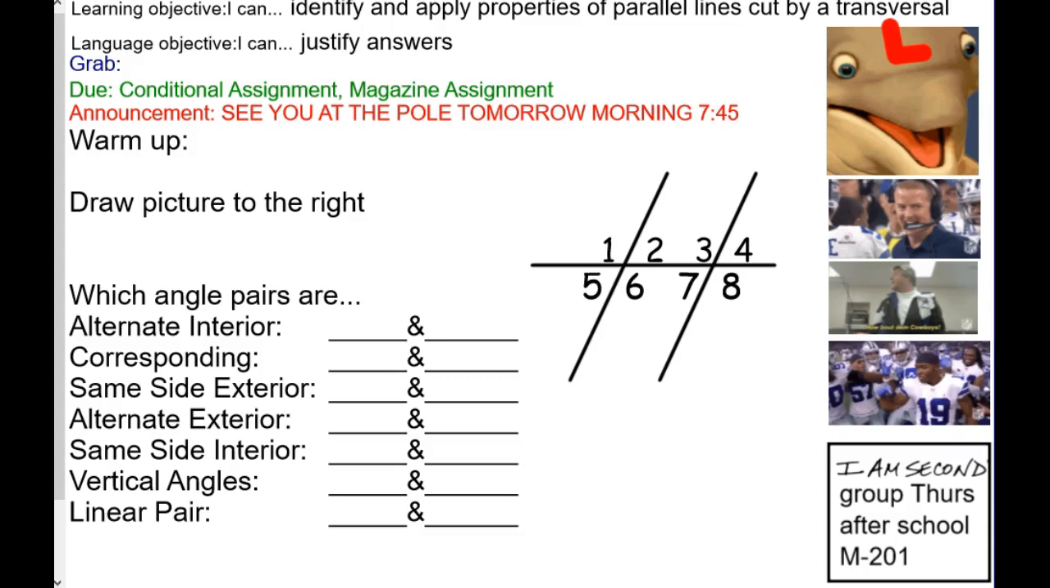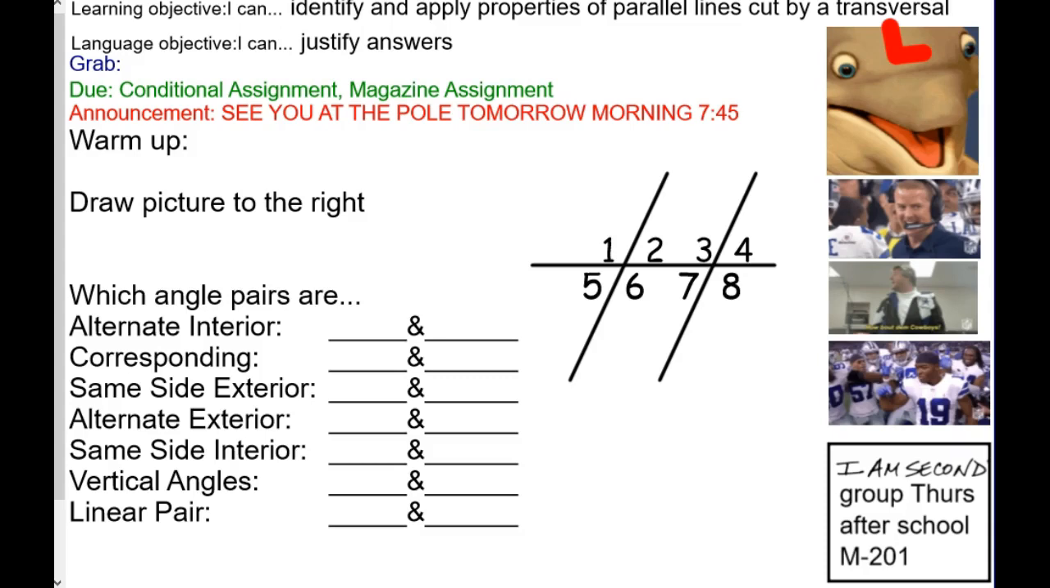Now, alternate interior, alternate means, what's another word for alternate? Let them think. Okay, alternate means opposite, okay? Opposite sides of this special line right here, which is called a what? What do we label on every one of them? On the notes yesterday. Starts with a T. Transversal, okay? So the transversal, you can put a T there. My board is frozen, so that's cool. But put a transversal there.